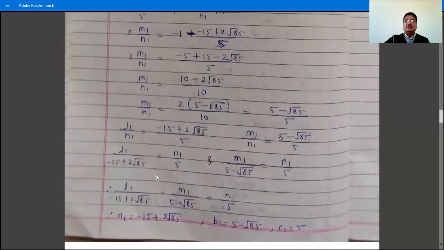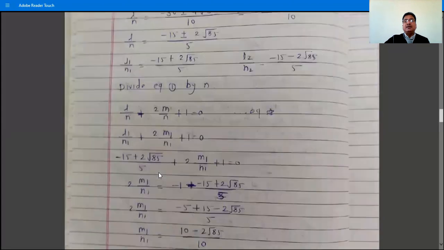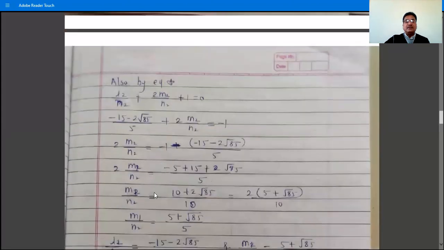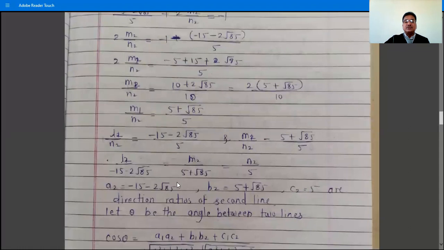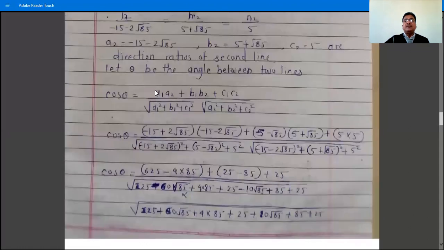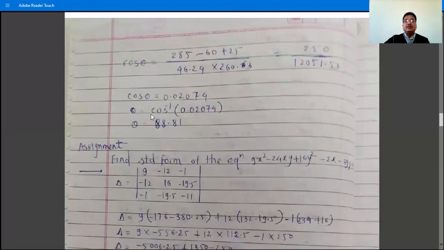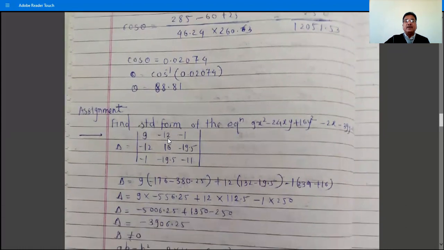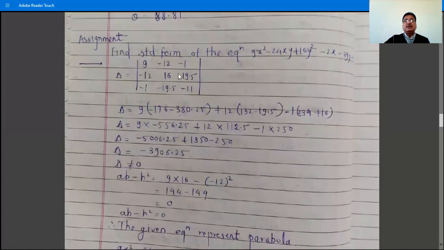And by dividing equation number 1 by M, we have the equation star. Then we have the direction ratios of the two lines, that is, the values of A1, B1, C1 and A2, B2, C2. Then use the formula and find the angle theta as cos inverse of that. So this is again a problem for homework.